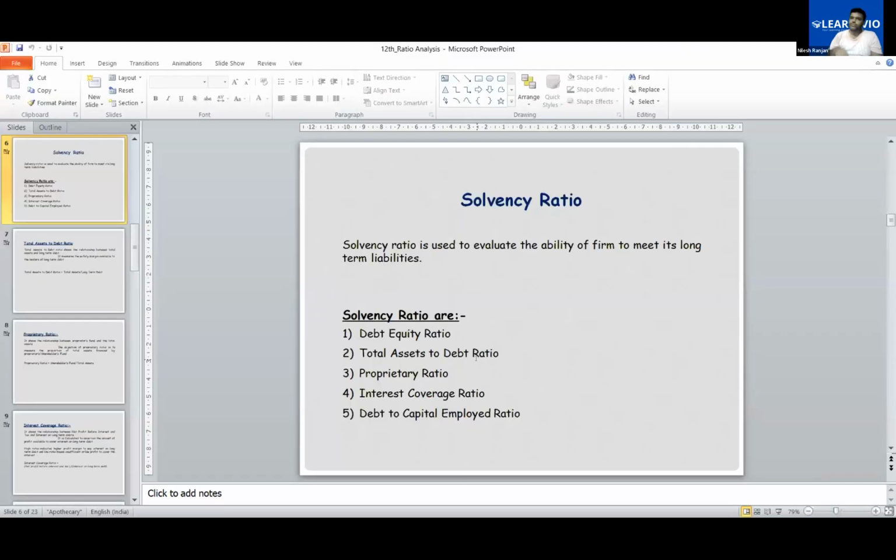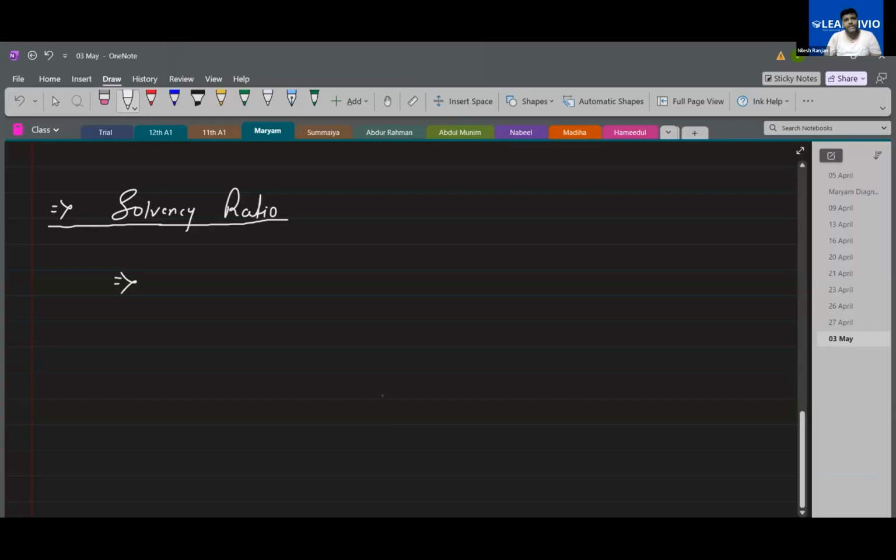Solvency ratio is used to evaluate the ability of a firm to meet its long-term liabilities. Whether the company will be able to pay its liabilities or not matters, because sometimes, if the company is not doing well, it can fulfill its short-term requirements, but not in the long term.